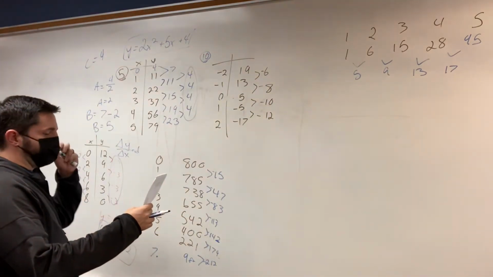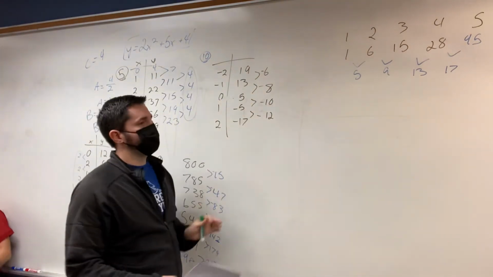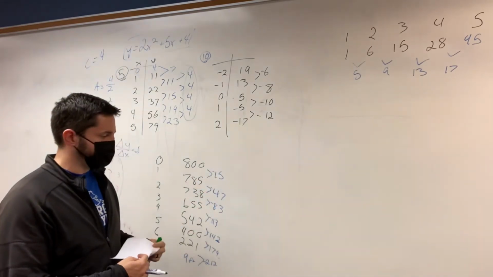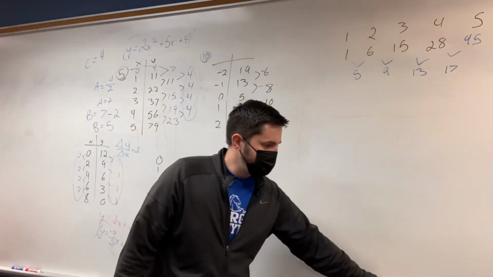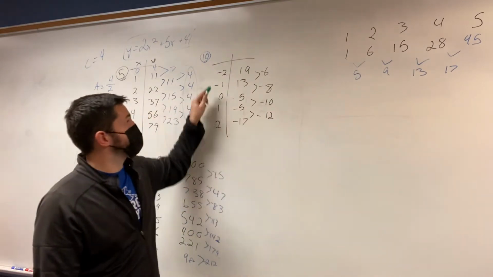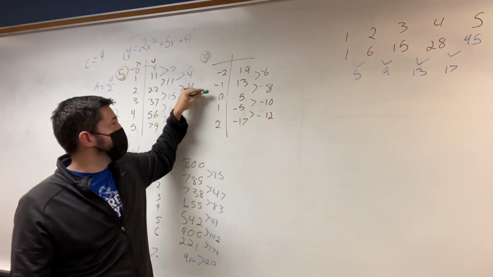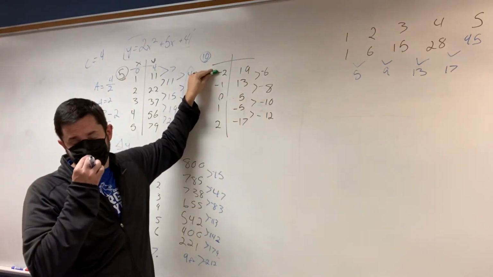Moving on to number 10 now. We got this table. What's the weird thing about this table? It's very good to identify these types of things. It has a negative in the x. Oh, it starts with a negative in the x, right? Yeah. So my 0 is not at the top, so be careful with that, okay?